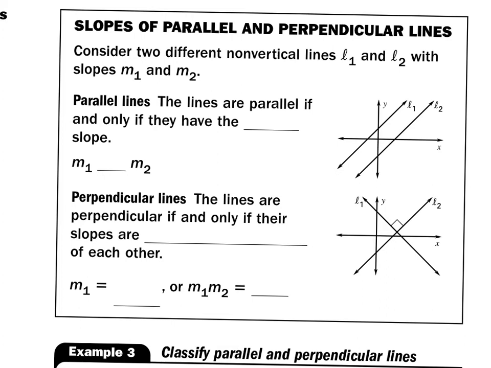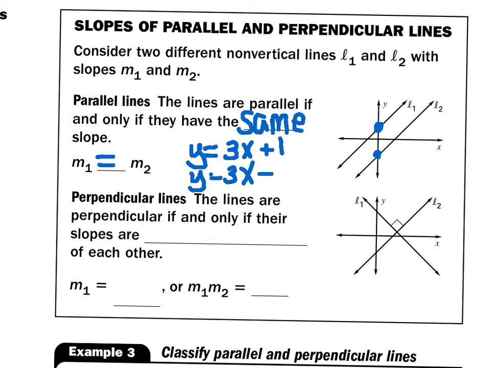Slopes of parallel and perpendicular lines. Consider 2 different non-vertical lines, L1, L2. And they have slopes M1 and M2. Lines are parallel if and only if they have the same slope. So M1 equals M2. Notice that these will have different y-intercepts. So you know they're parallel if they have the same slope here but different y-intercepts. So you can tell straight from looking at its formula.